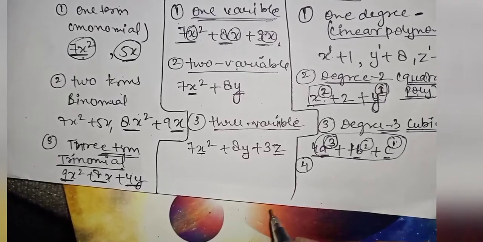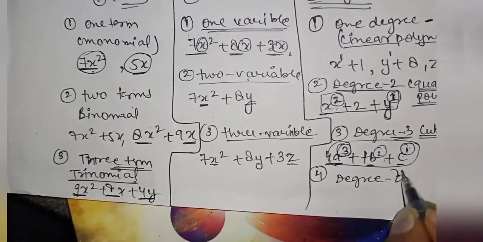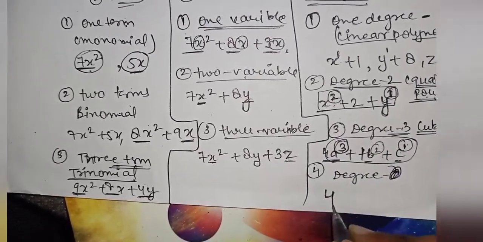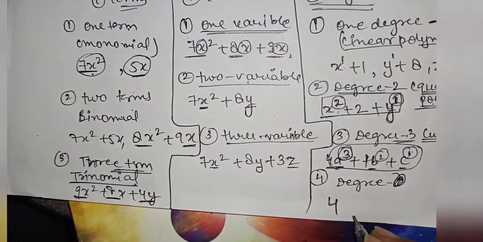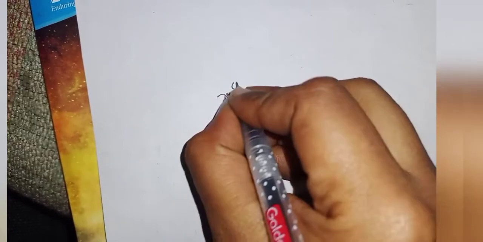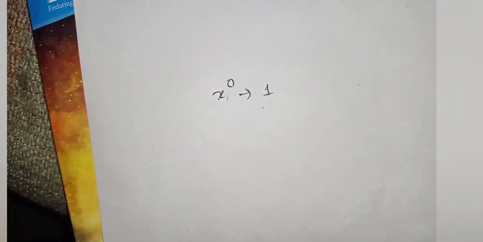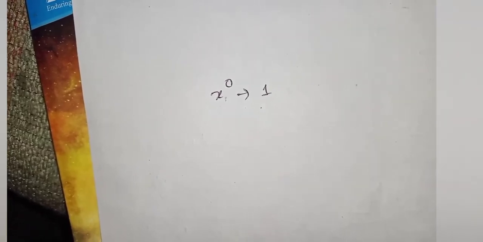Now the next one and the last one is if the degree is 0. Degree is 0. For example, 4. No variable or no alphabet. If we write x to the power 0, that will be equal to 1, right? As you already have learned in previous classes, the power of anything that is 0, then the value is 1.